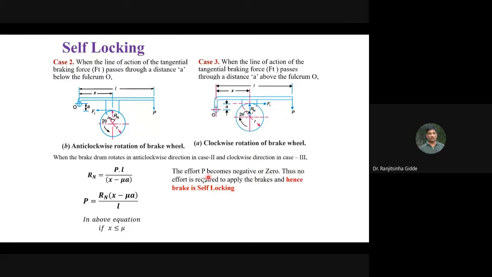Thus, no effort is required to apply the brake, and hence brakes are self-energizing, or you can call it self-locking. Therefore, the condition for self-locking is X less than or equal to mu A. In that case, we can get the value of P as negative or 0. So we can call it a self-locking brake.